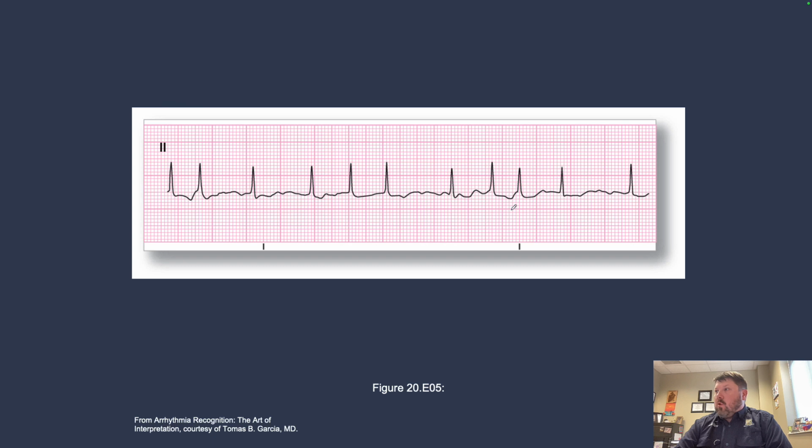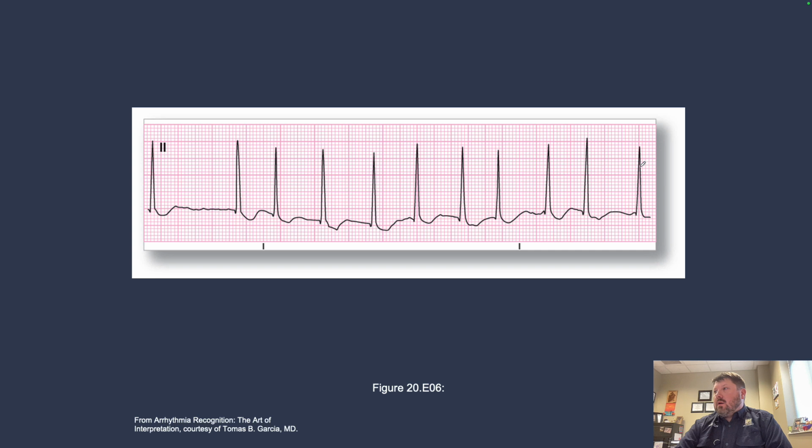This one has a little bit more fibrillating on the baseline. Anything in this case that might resemble a P wave really is not a P wave. It's just a fibrillating baseline, and it's irregularly irregular. 1, 2, 3, 4, 5, 6, 7, 8, 9, 10, 11. Now this is a rate of 110, so this is what we would call uncontrolled atrial fibrillation.